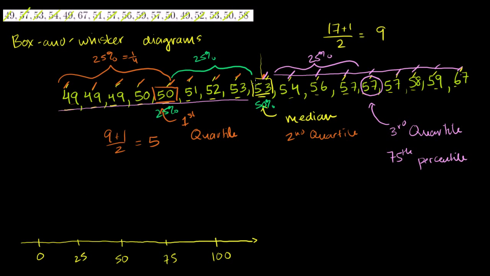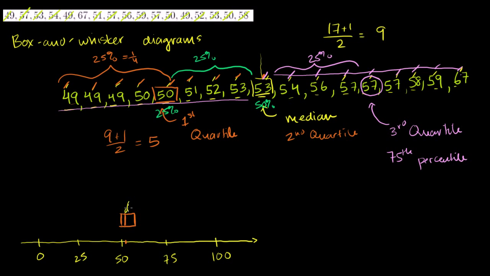So the median is 53. Maybe 53 is sitting right about there. That's right about 53. That's our median. Our first quartile is 50. So 50 is right there, actually. Our third quartile is 57. So 57 might sit right around here. I might want to scale this a little bit differently. And I'm going to draw a box here.